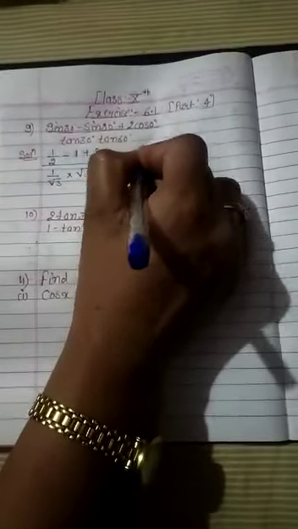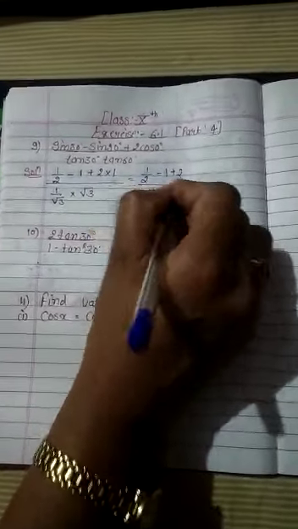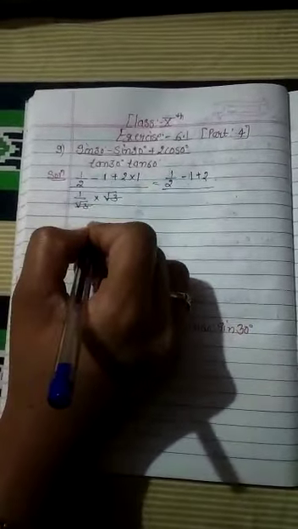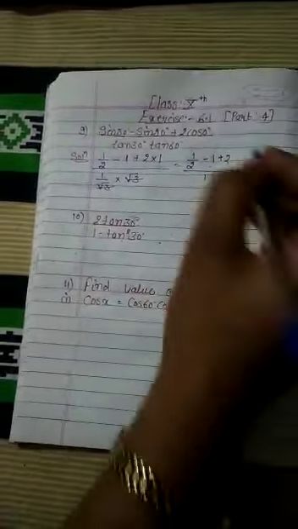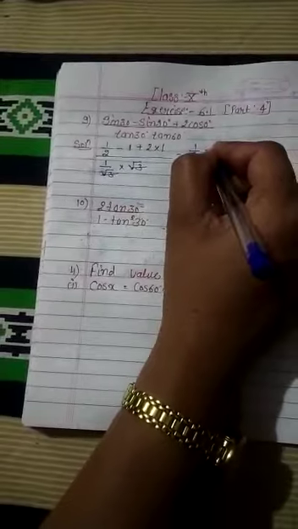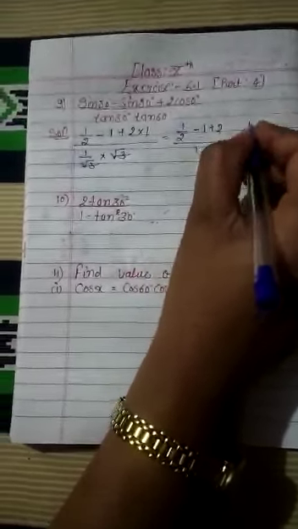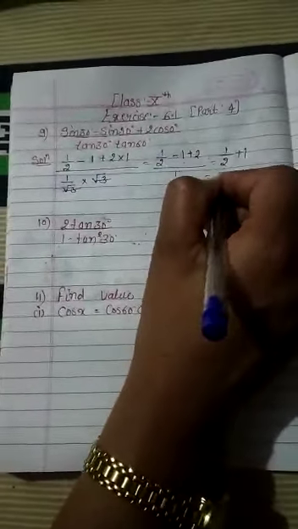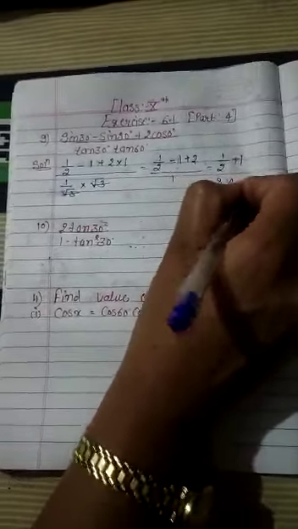Okay, 1 upon 2 minus 1. 2 into 1 is 2 upon root 3, and root 3 will be cancelled. So we will put here 1. Okay, 1 upon 2, and minus 1 we will get plus 1. 1 by 2 plus 1 we will get 3 by 2. So the answer is 3 by 2.